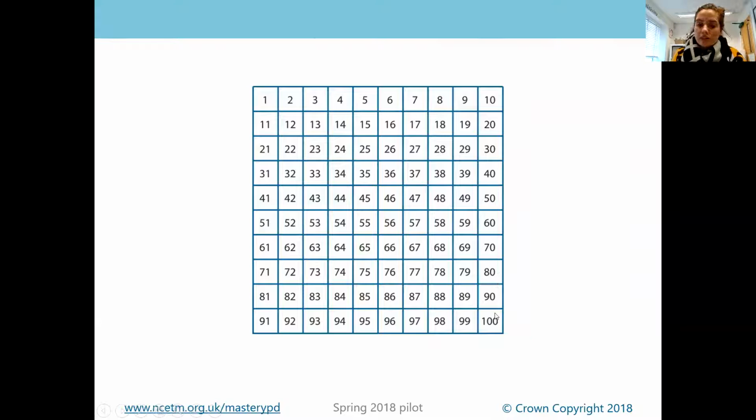And what digit do my multiples of 10 end in? What digit? Brilliant. They end in a 0. So let's just practice counting in tens. 10, 20, 30, 40, 50, 60, 70, 80, 90, 100.